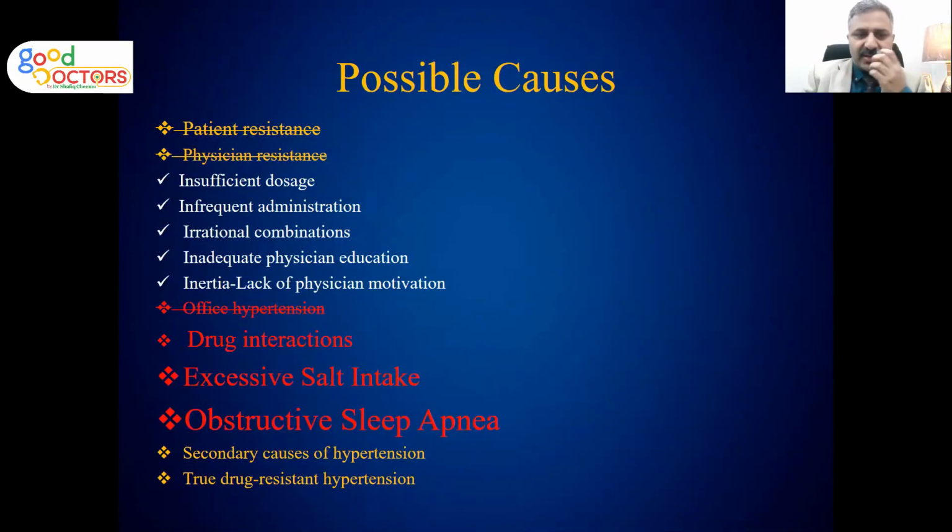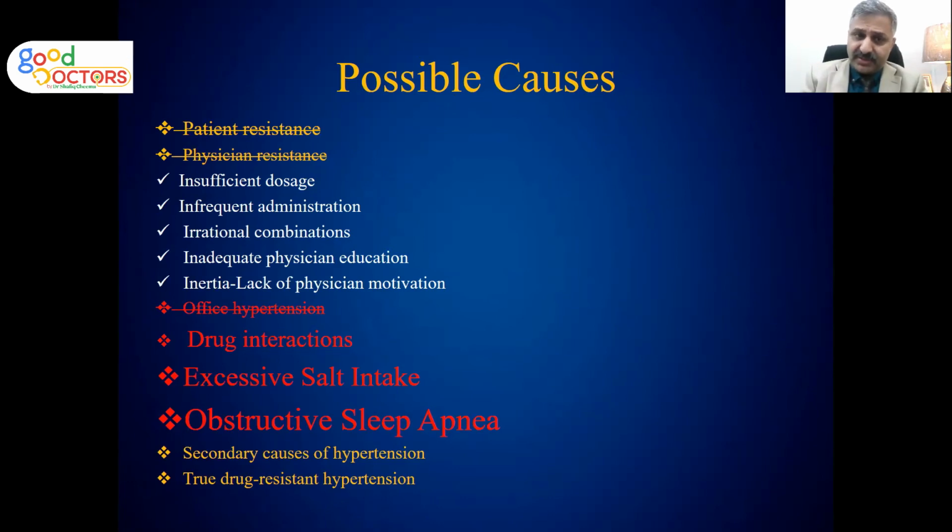Then comes the drug interaction. Drug interaction could be you're giving appropriate combination, but you're giving them brufen also. You're giving them COX-2 inhibitor, calcineurin inhibitor, contraceptives, cocaine. So you need to look into that.